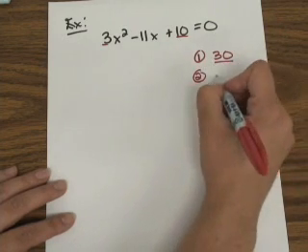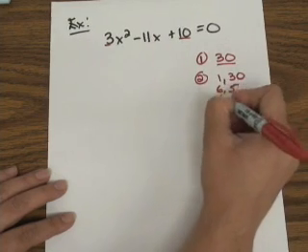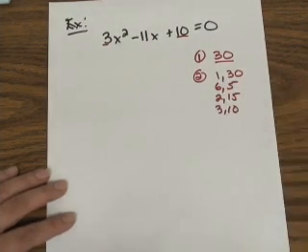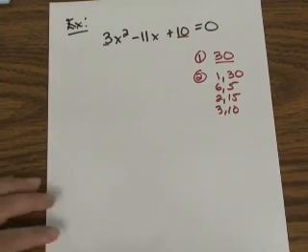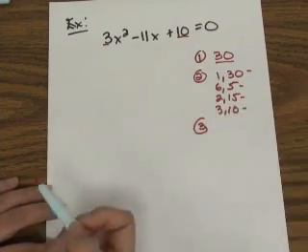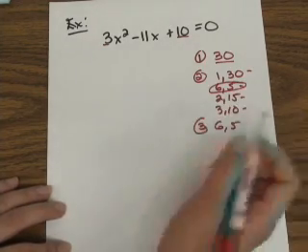The second step is to list factors of 30, which would include 1 and 30, 6 and 5, 2 and 15, 3 and 10. Those are some factors of 30. Out of those factors, which one will give me 11? 6 and 5 seems to be the obvious choice.